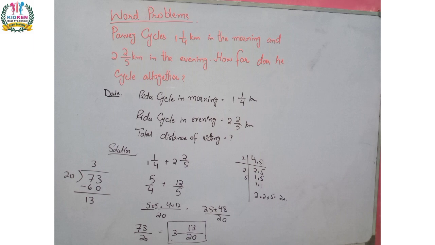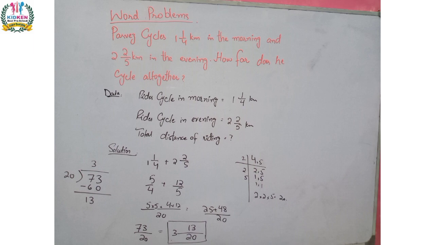How far does he cycle altogether? So simply you can write the total kilometer distance covered by Parvez on cycling for morning and evening. In the morning he rides 1 whole 1 upon 4 kilometer, and in the evening he rides 2 whole 2 upon 3 kilometer. So again we can convert the mixed fraction into simple fraction.